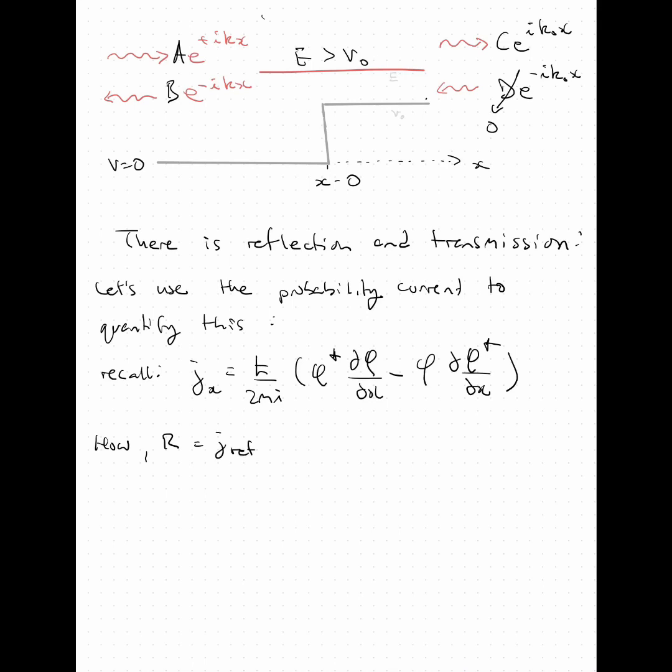reflected probability current divided by the incoming probability current, and we can define the transmission coefficient as, you guessed it, the transmitted probability current divided by the probability current for the incoming wave. Okay. The picture you could have maybe something like this.